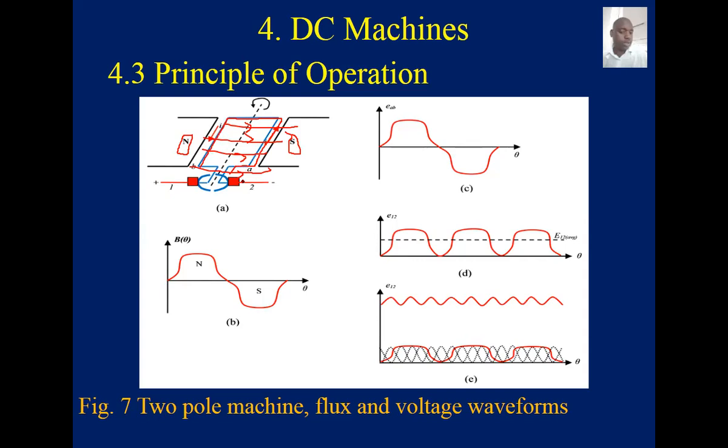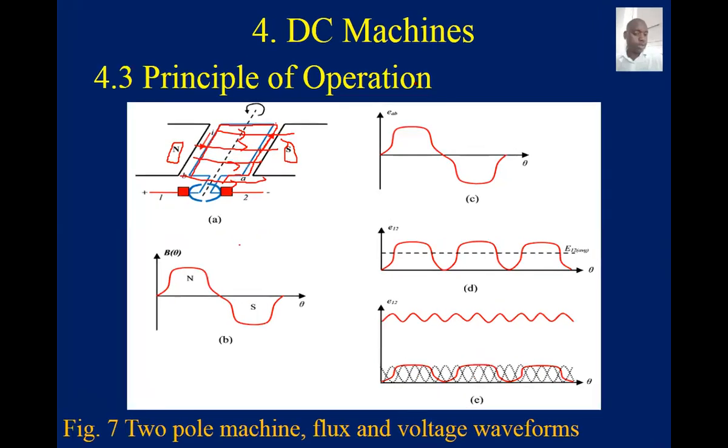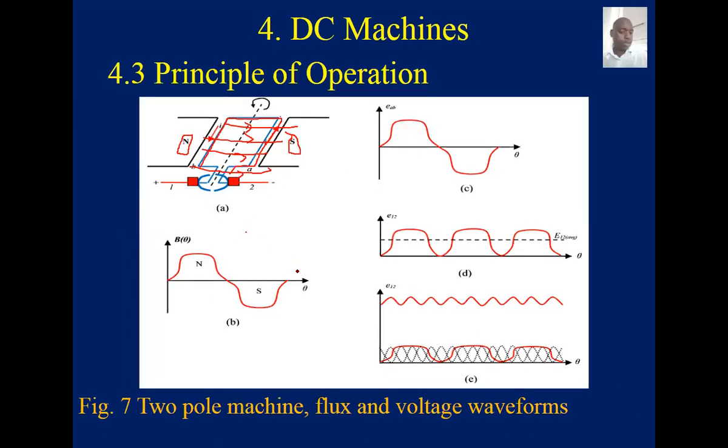And that movement in the magnetic field tells us that we are in the motoring mode. So if you use electricity to produce motion, you are motoring. If you use motion to produce electricity, you are generating. So that's basically what happens.